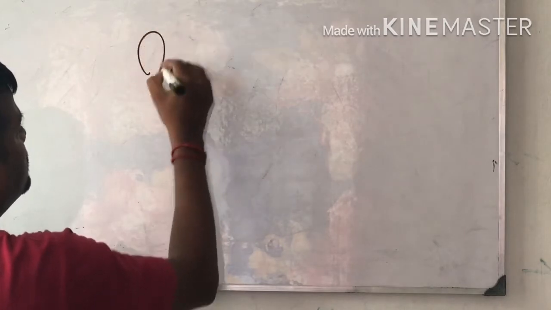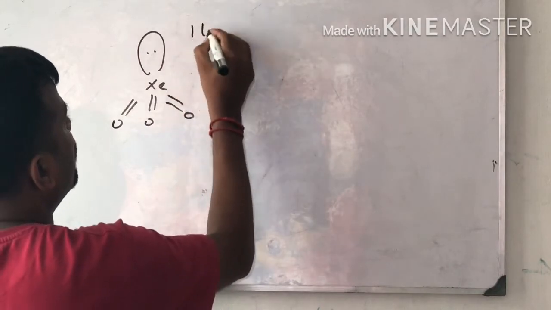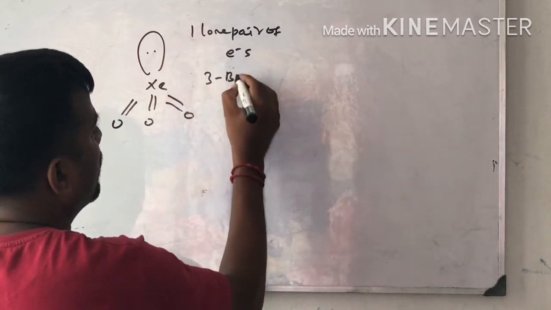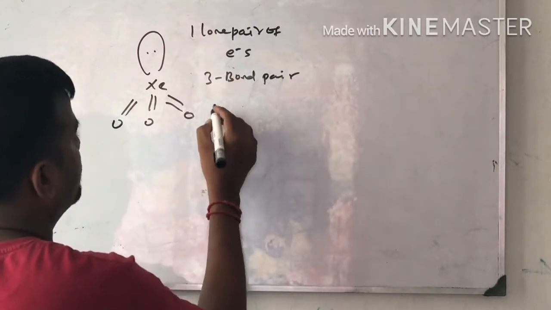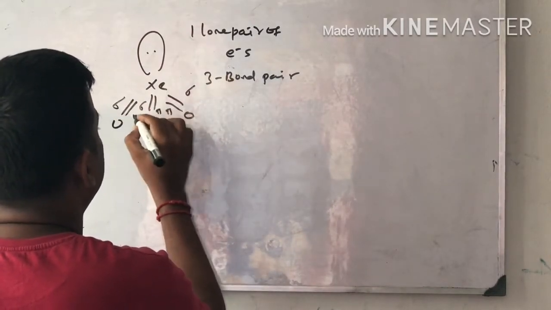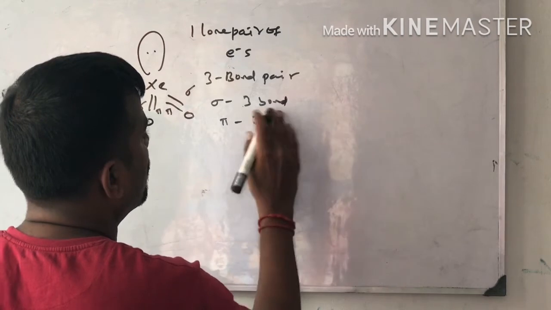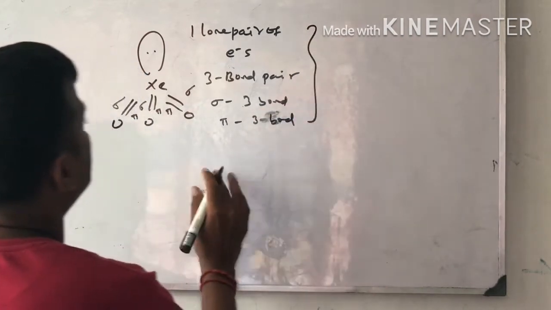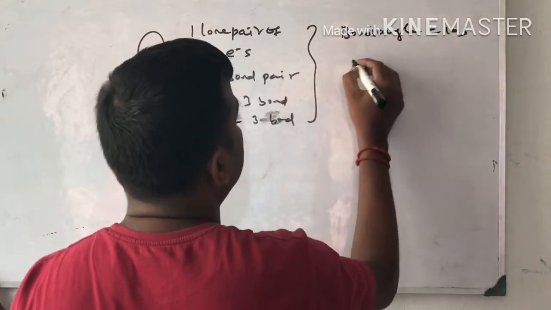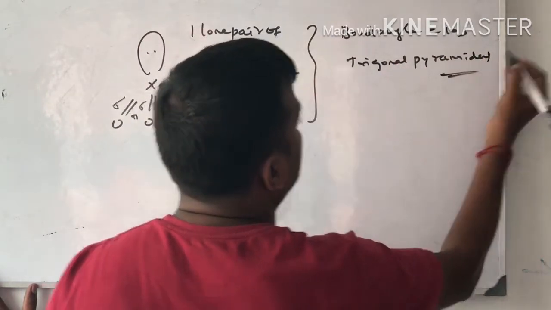See, the structure is like this. Xenon trioxide has one lone pair of electrons and three bond pairs. There are 3 sigma bonds and 3 pi bonds. So the bond angle is 103 degrees and the shape is trigonal pyramidal.